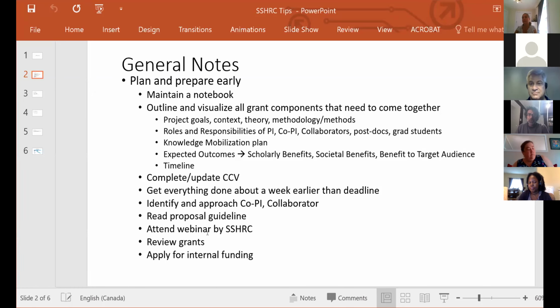The expected outcomes is the other part that I was thinking about as well. Initially, when I went into this, I wanted to be clear what SSHRC meant by expected outcomes, and also how it is different from the outputs. And I wanted to make sure those were clear. One of the things I wanted to mention here is that the expected outcomes part is not necessarily part of your narrative, but there's a different section for it.